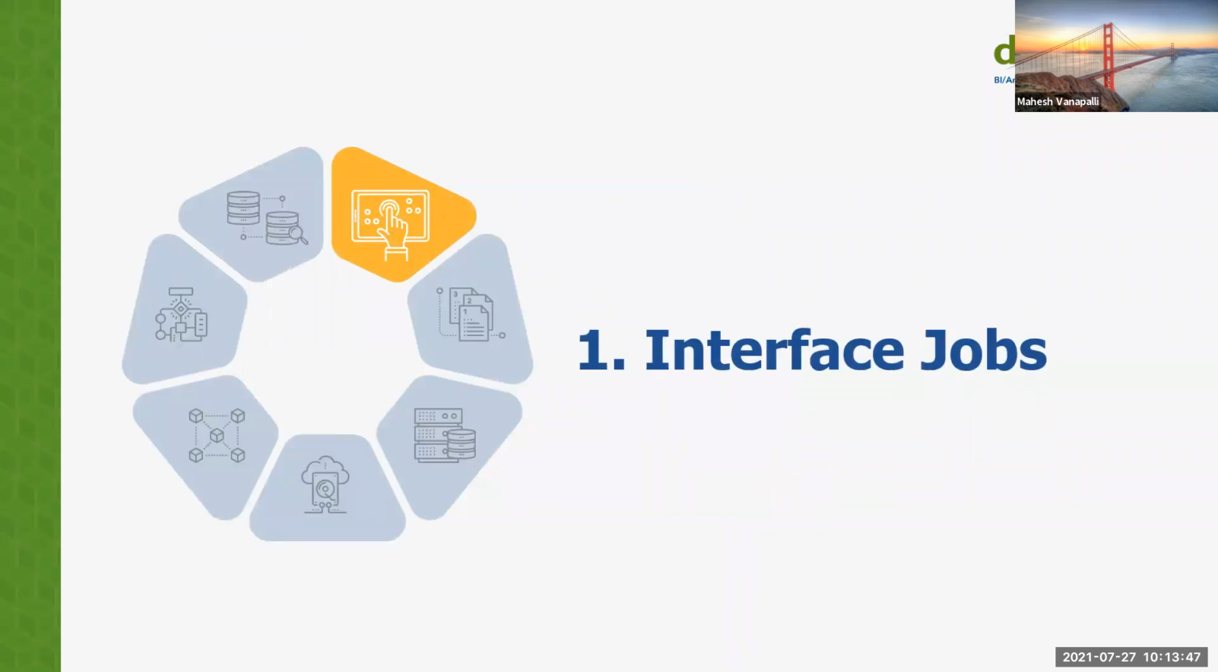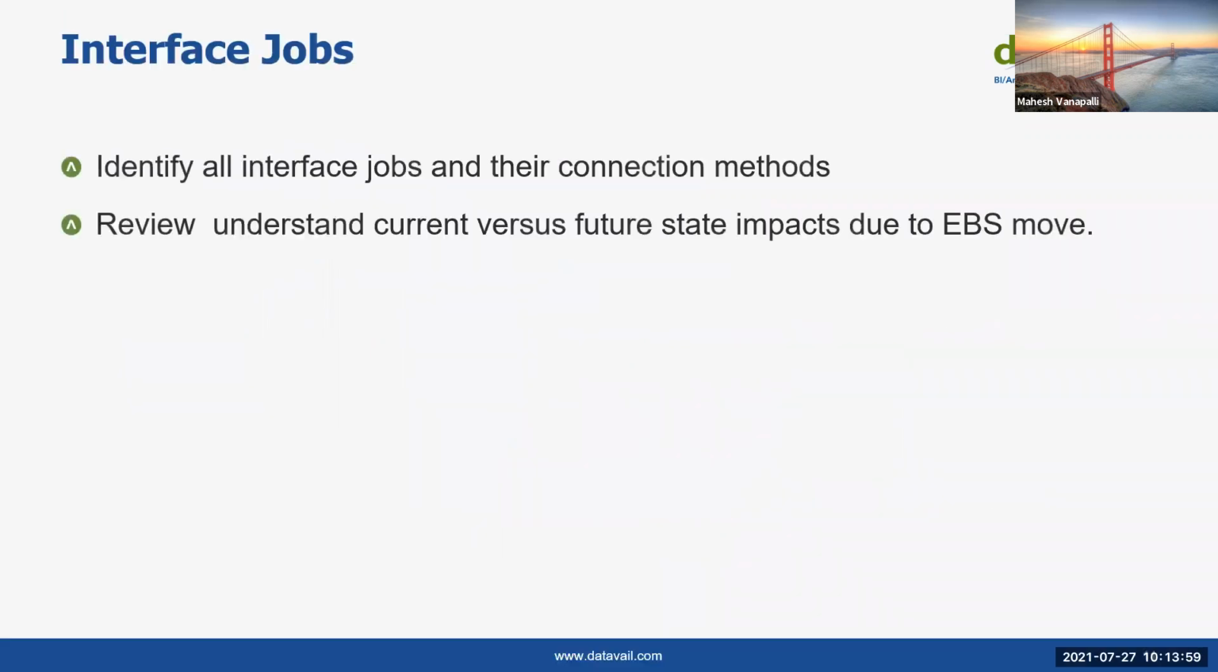Yeah, the first one being the interface jobs. Ultimately, when we migrate any EBS job, our top priority is making sure none of the existing functionality is impacted and they perform the way they should. So how do we make sure or give confidence to the business that they're not going to see any problem once we migrate?